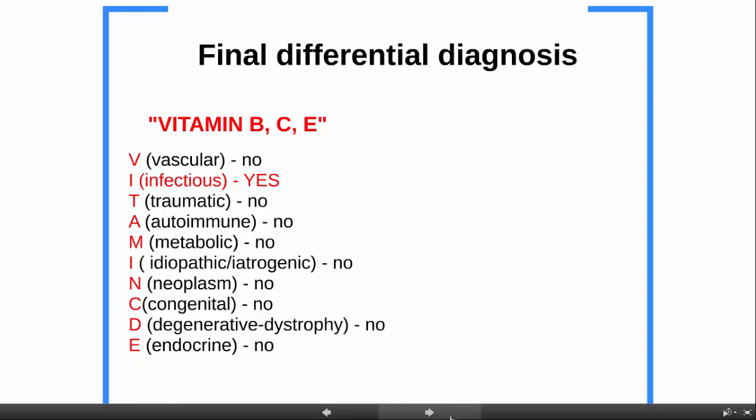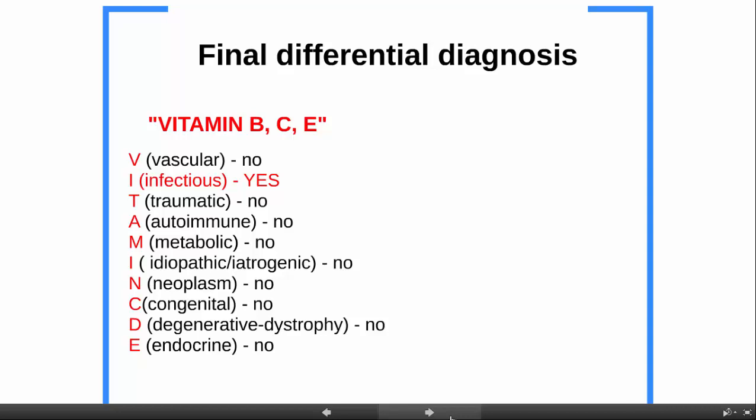V is vascular. No, it's not vascular. I is maybe infection. In our case, yes, it is infection. T, maybe it's trauma. A, maybe it's autoimmune disease. M, maybe it's metabolic disease. I, maybe it's idiopathic or iatrogenic, caused by our intervention. N, maybe it's neoplasm, maybe cancer. C, maybe it's congenital. D, degenerative or dystrophic. And E, maybe it's endocrine.